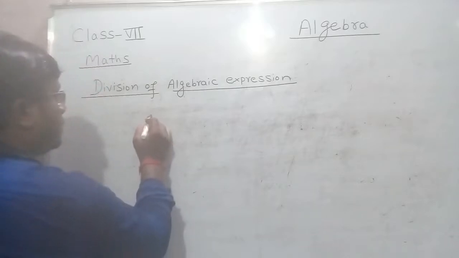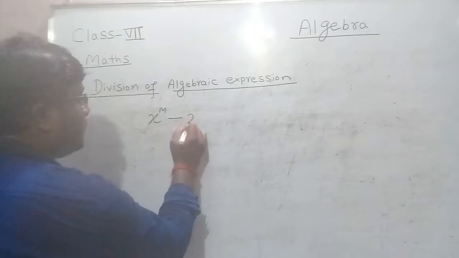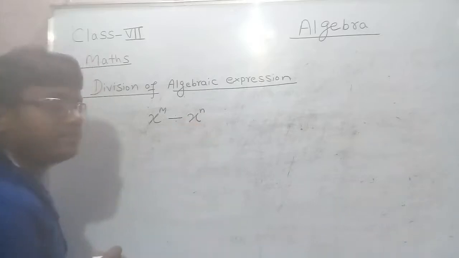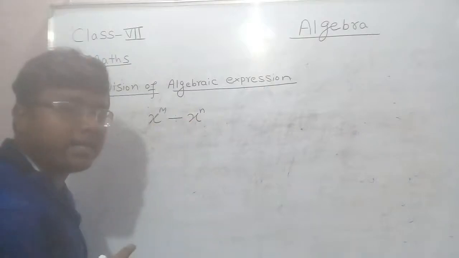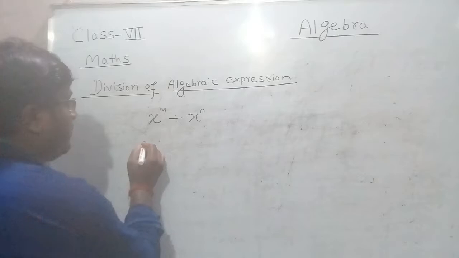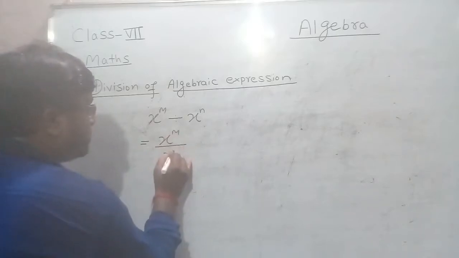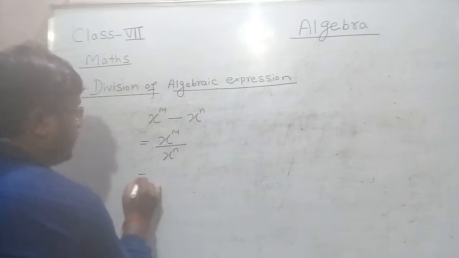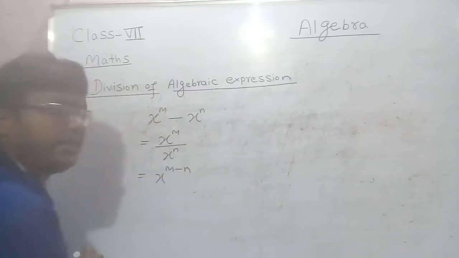Suppose x to the power m is divided by x to the power n. Here the base is x and here also the base is x. Here the power is m and here the power is n. If bases are same, what will be the answer? x to the power, if bases are same, the power must be subtracted.